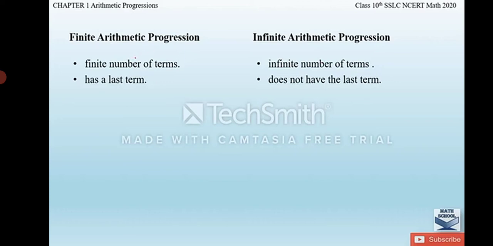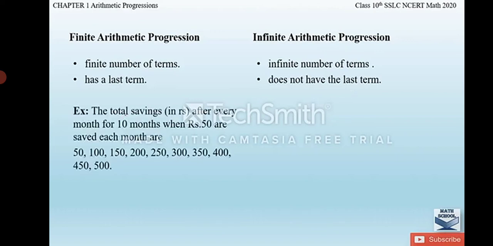There are two kinds of arithmetic progressions, that is, finite arithmetic progression and infinite arithmetic progression. In a finite arithmetic progression, there is a finite number of terms in the series or list of numbers, and the last number is mentioned. Whereas in an infinite arithmetic progression, there are infinite terms in the series or list of numbers, and it does not have a last number.